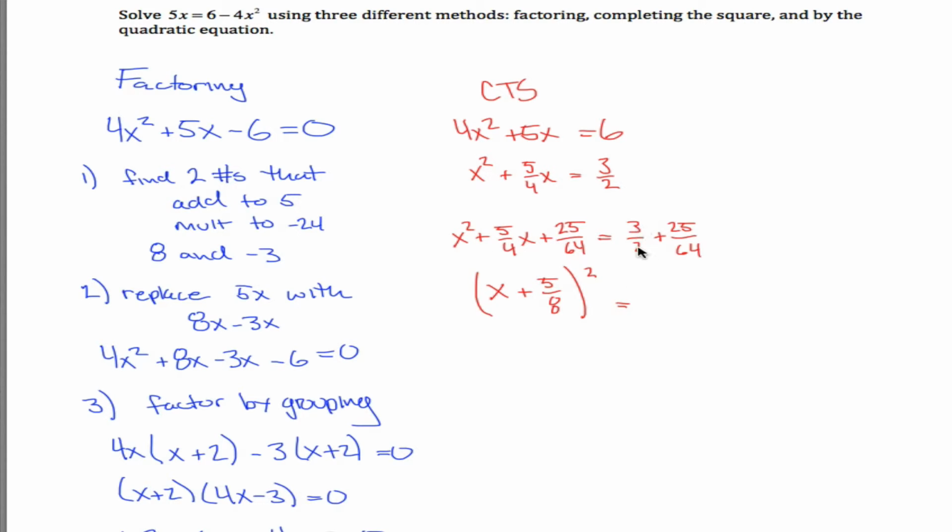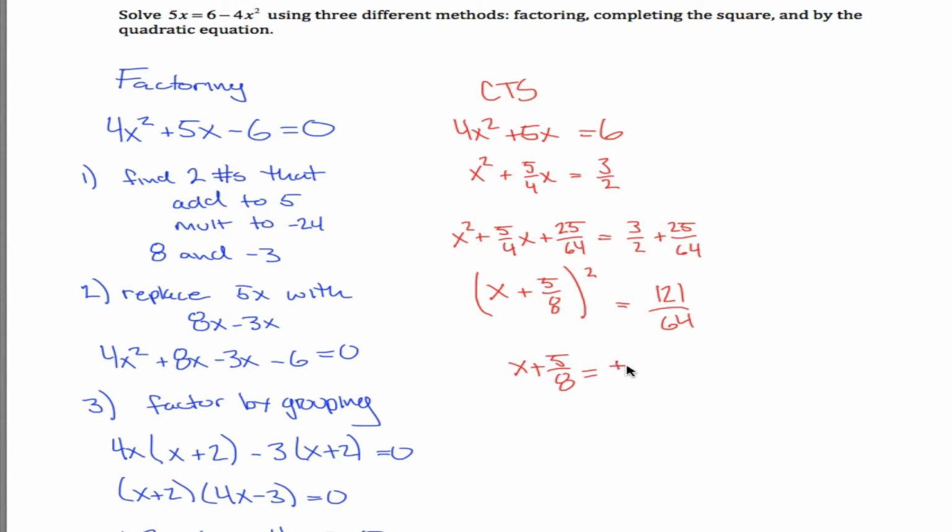On the other side of the equation, I want to add up fractions. I need a common denominator. 64 is the least common denominator. So let's see, to make this a 64, I'd have to multiply by 32. Multiply the top and the bottom by 32. You'll get 96/64 plus 25/64. 96 plus 25 is 121/64. And what I now have is an equation I can solve. I only wrote the letter x one time, so I can isolate it. It's kind of hidden in these parentheses, but that's okay. Just get rid of the squared first. Take the square root of both sides of the equation.